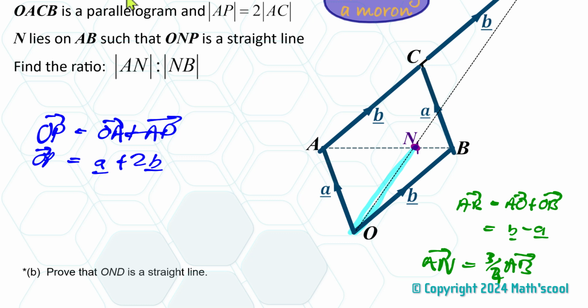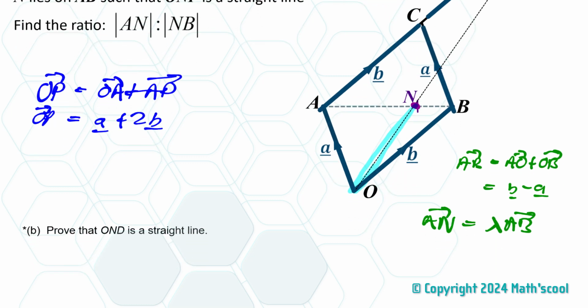So rather than put in all those numbers, why don't we just put in a letter, an algebra, a bit of an unknown, an x? Except we don't tend to use x as our unknown in vectors. We tend to use lambda or mu. Okay, so A to N is lambda times this, lambda times B minus A.